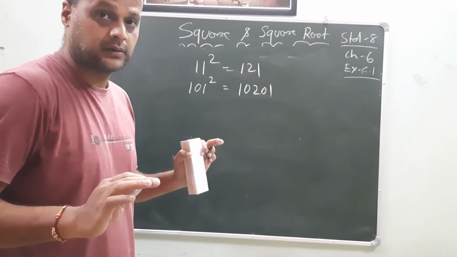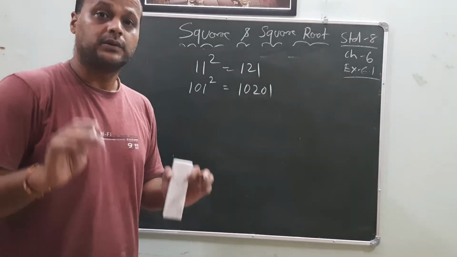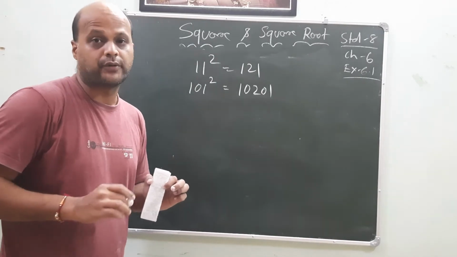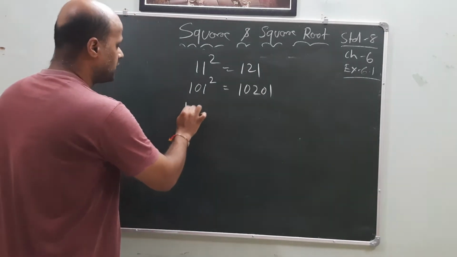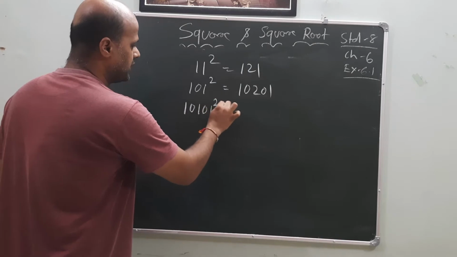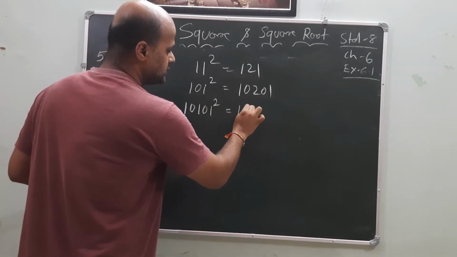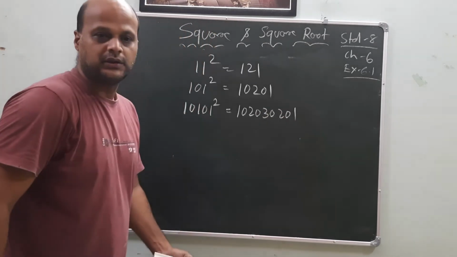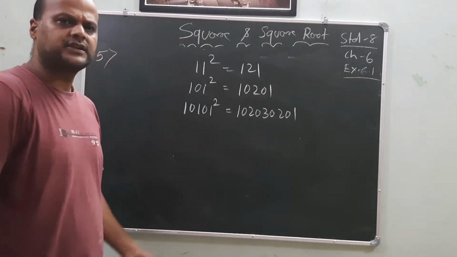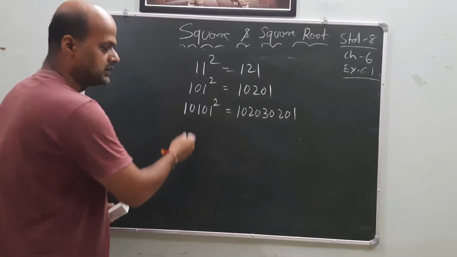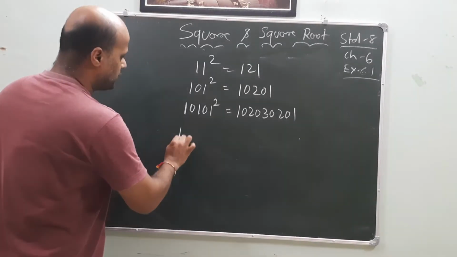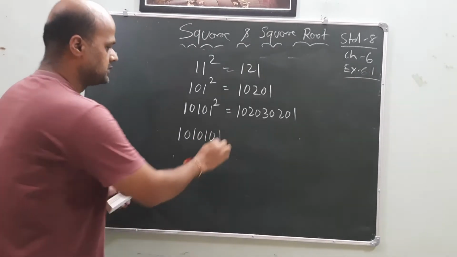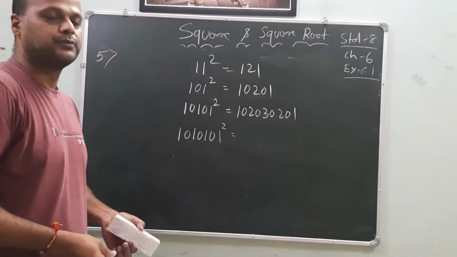Don't rush for the other one. First study the pattern very carefully, my dear friends, otherwise it will be a very big problem for you. Third one is what? 10101 square is equal to 102030201. Okay, then what is the next one? See, what is the next question given? 1010101 square. Now come to study the pattern.